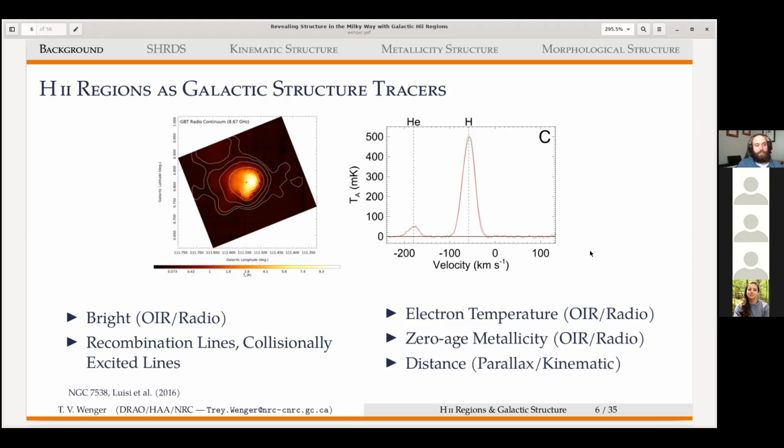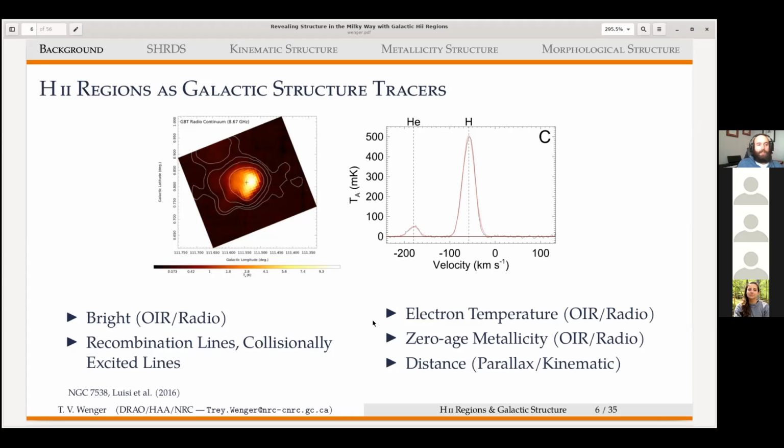Or if you're observing collisionally excited lines in the optical or the infrared, you can derive the metallicity directly, of course. And I put here that this is a zero-age metallicity, and that's kind of an important point. H2 regions are young, they're newly formed, they only live for a few million years. And so when you see an H2 region and you measure its chemical abundances, you're getting an instantaneous snapshot of the abundance in that part of the galaxy today. This is in stark contrast to something like stars, which have some unknown age. They migrate around the galaxy throughout their lives. So it's much more challenging to infer the present day chemical structure from stars, if not impossible. Whereas with H2 regions, that's what you're getting. You're getting a direct measurement of the present day abundance.